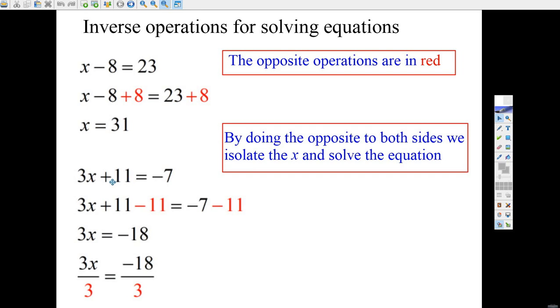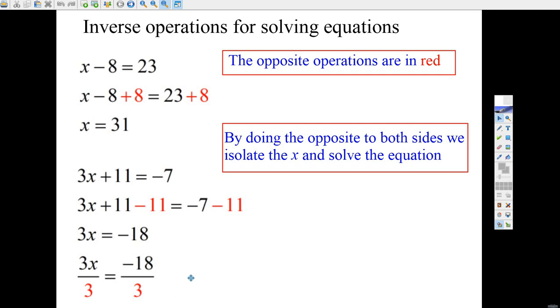So right here, see this plus 11? If we take away 11 from both sides, the 11 will go away from this side, and minus 7 minus 11 is minus 18. Now we've isolated the x. X is getting multiplied by 3, and the opposite operation is to divide by 3. Opposite operations are the way we solve equations.